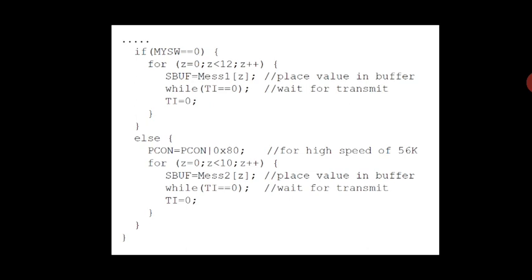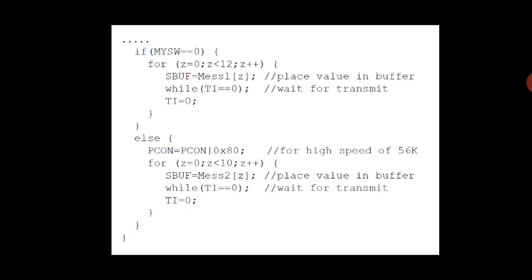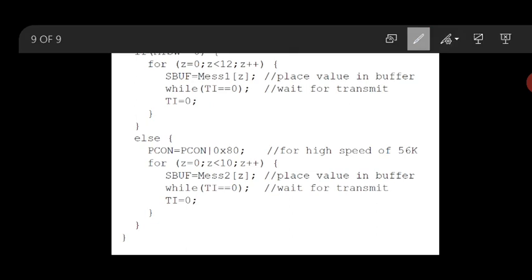Again it will go to the loop, because Z will be incremented to 1. When it is 1, which character is it? O will be there. Where is it stored? SBUF. It will transmit. When all 8 bits of O are transmitted, TI will be 1, and the loop is broken. Again it will go to the loop. There is a for loop like this, which will keep on looping.